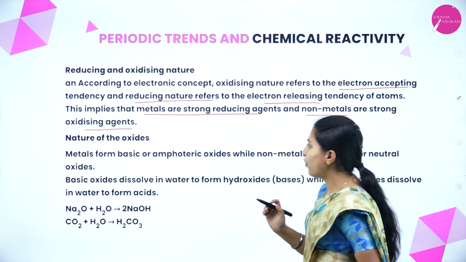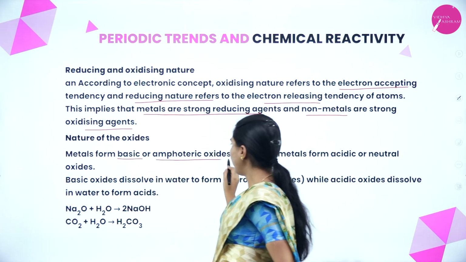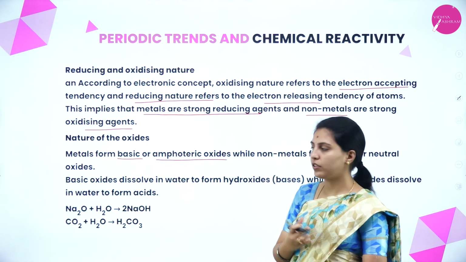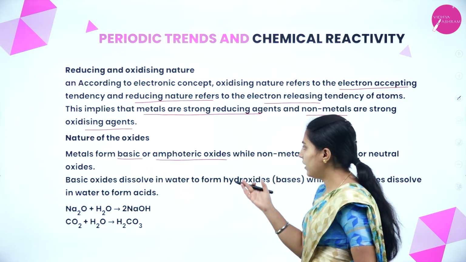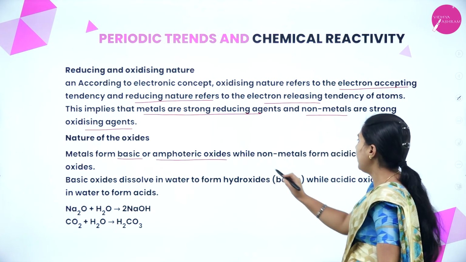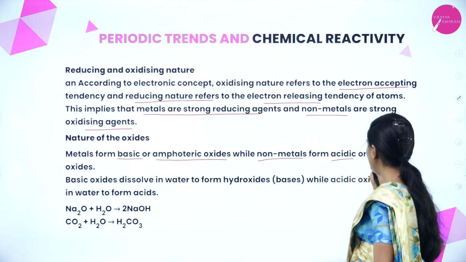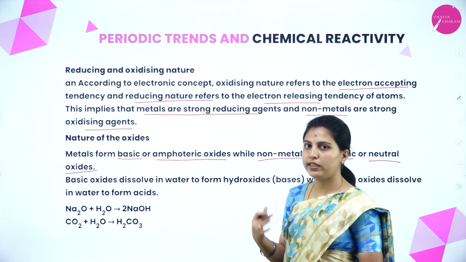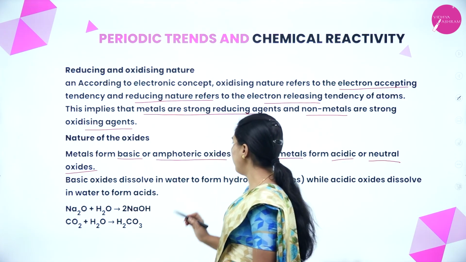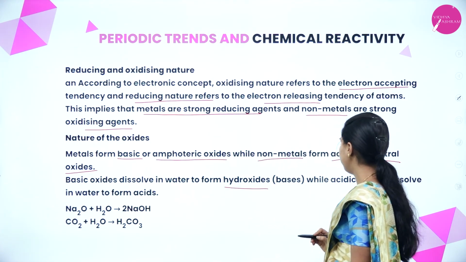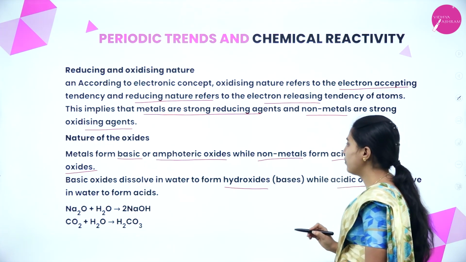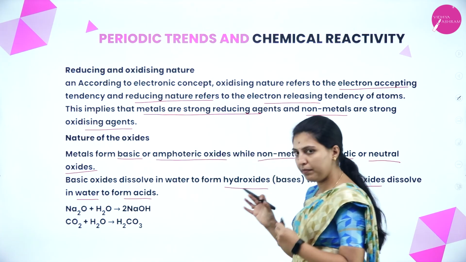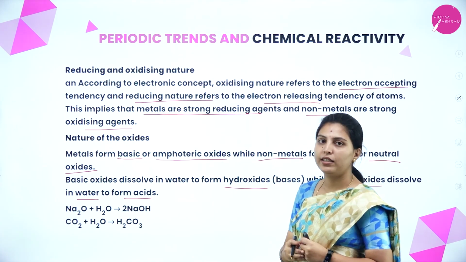Nature of the oxides: metals form basic or amphoteric oxides. Amphoteric means having the characteristics of both acids and bases. But non-metals form acidic or neutral oxides. Neither acid nor base, we call it neutral. Basic oxides dissolve in water to form hydroxides, while acidic oxides dissolve in water to form acids. These are some reactivities in the periodic table.